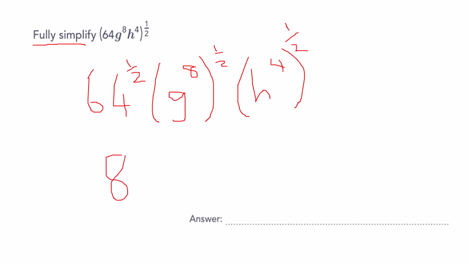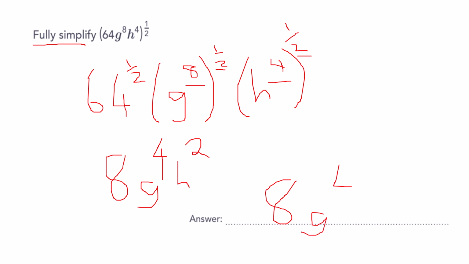Okay, g to the 8 to the half. When it's a power to a power, then we multiply the powers, using our index laws. 8 times a half makes 4, so it's 8g to the power of 4, and then it's h to the power of 2, because 4 times a half is 2. 8 times a half is the same as doing 8 divided by 2, which is 4, and 4 times a half is the same as doing 4 divided by 2, which is 2. So the final answer is 8g to the power of 4 h squared.